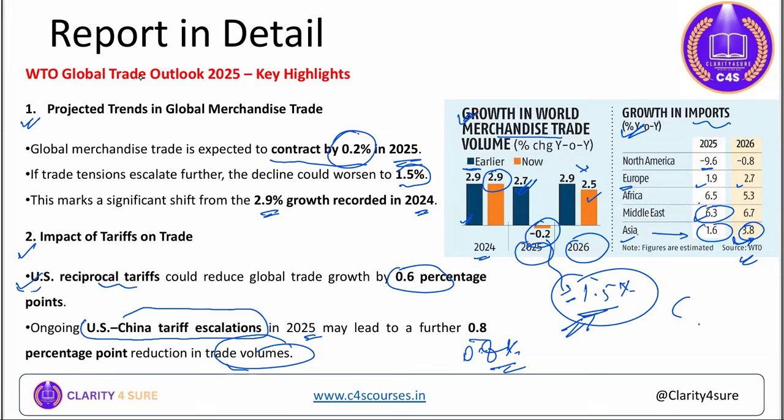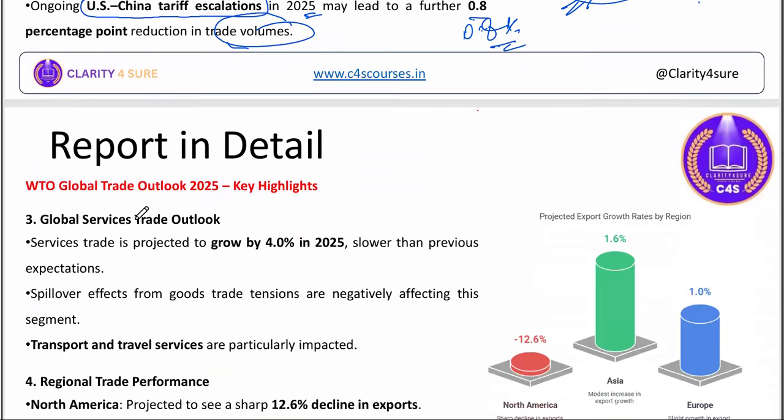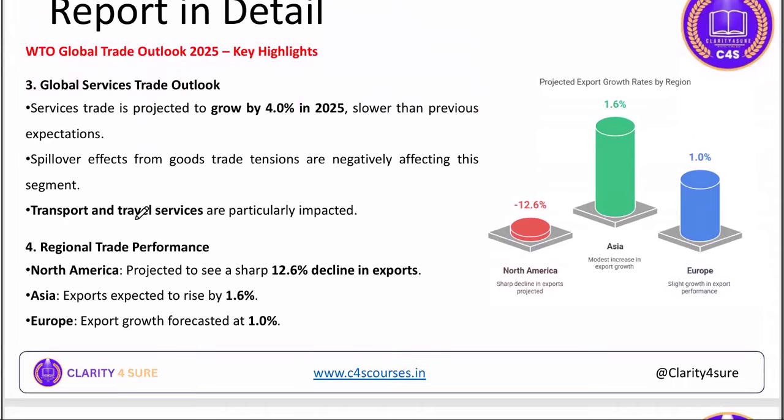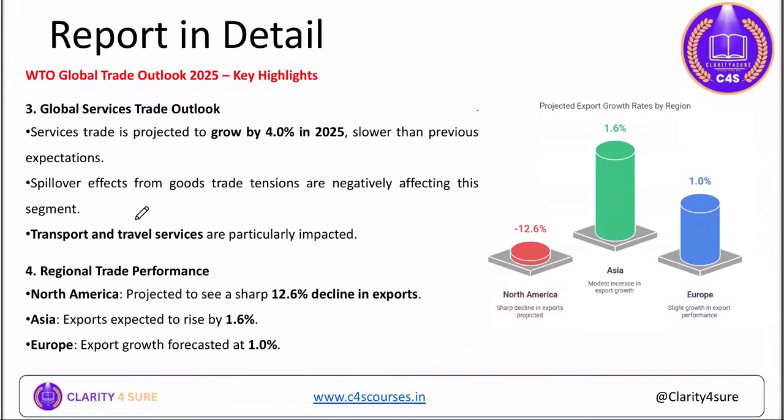All right. Now, these are two key highlights. Coming to the next, we have 6 to 7 highlights represented over this slide. Now, see here the third one, global services trade outlook. That's how the tariff tension, how the tariff war is going to impact the services sector. That we will understand, and as of now, how it had impacted.